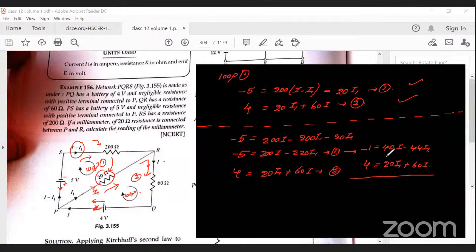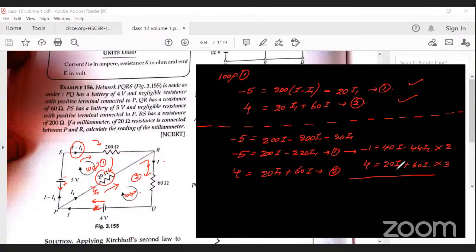Now I have to match. Only if I match can I cancel. So for that, what I'll do, I should match. In the matching, I'll try to cancel the 40 I term, because only if I cancel it will I get I1. So for that, I'll multiply by 2 here. So first equation I'll multiply by 2. Second equation I'll multiply by 3.